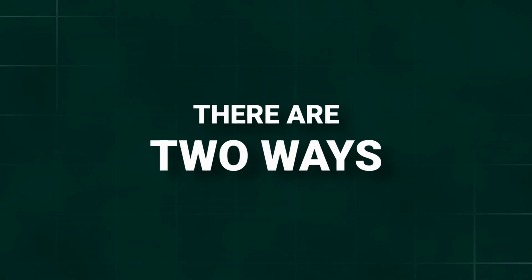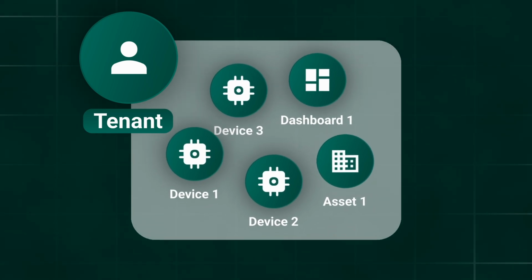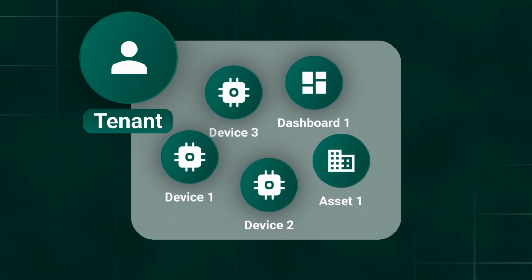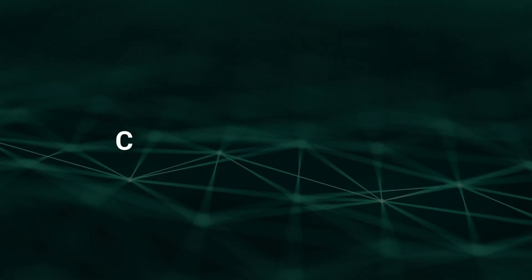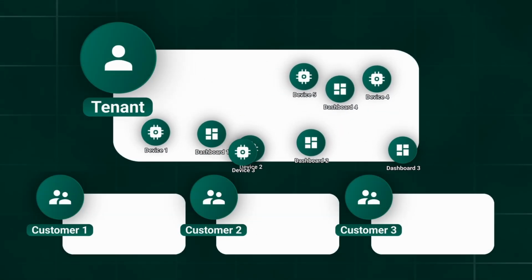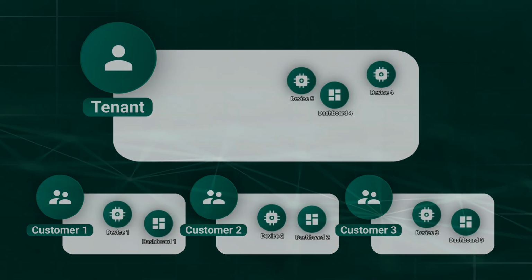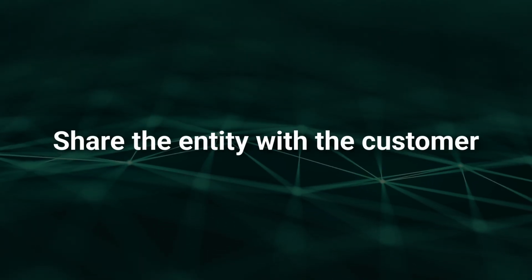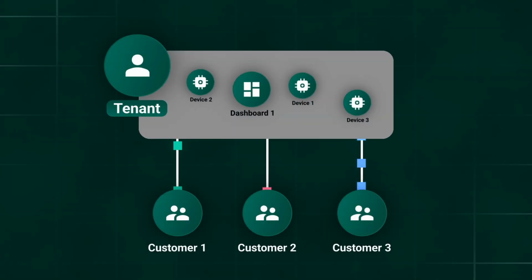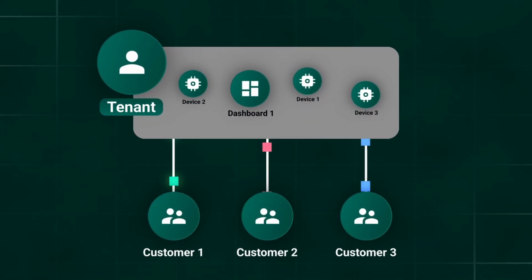There are two ways a tenant administrator can grant a customer access to a specific entity, e.g., device, dashboard, asset, etc. Change the entity owner. Assigns ownership of the entity to the customer. In this case, only that customer will have access to the entity and its data. Share the entity with the customer. Allows multiple customers to access the same dashboard or entity, which is useful for collaborative scenarios.